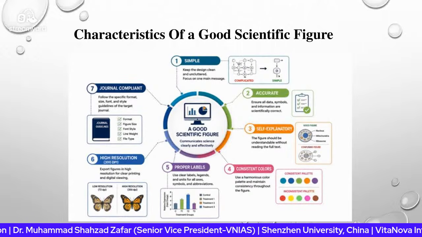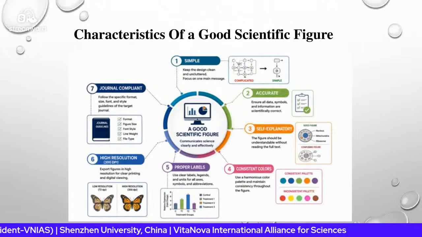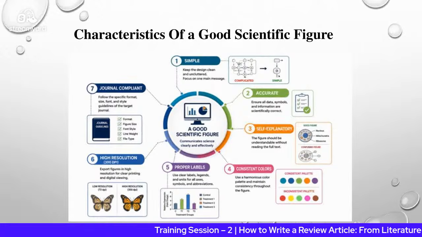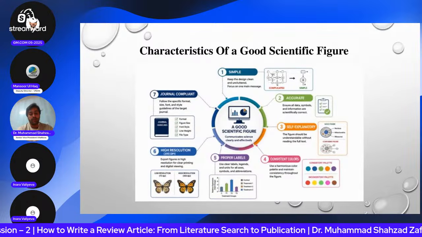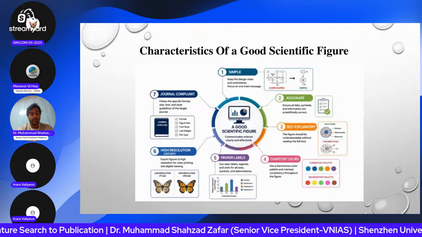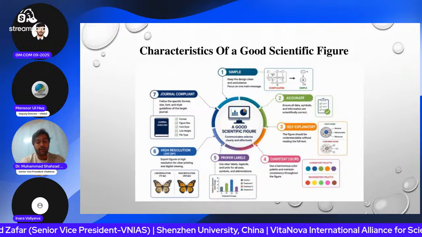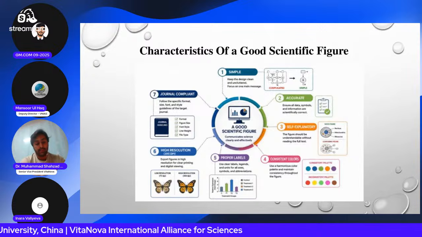Characteristics of a good scientific figure. This checklist gives us 7 characteristics of a strong scientific figure. Number 1, simple. Do not try to show the entire review article in one figure. A figure should normally communicate one central idea. Number 2, accurate. Every arrow, symbol, pathway, label, number, and relationship must be scientifically correct. Number 3, self-explanatory. A reader should be able to understand the basic message of the figure without continuously going back to the main text.